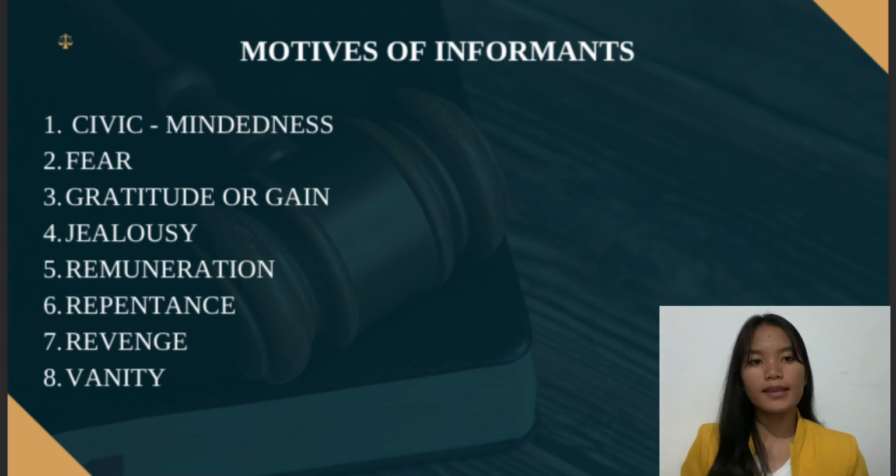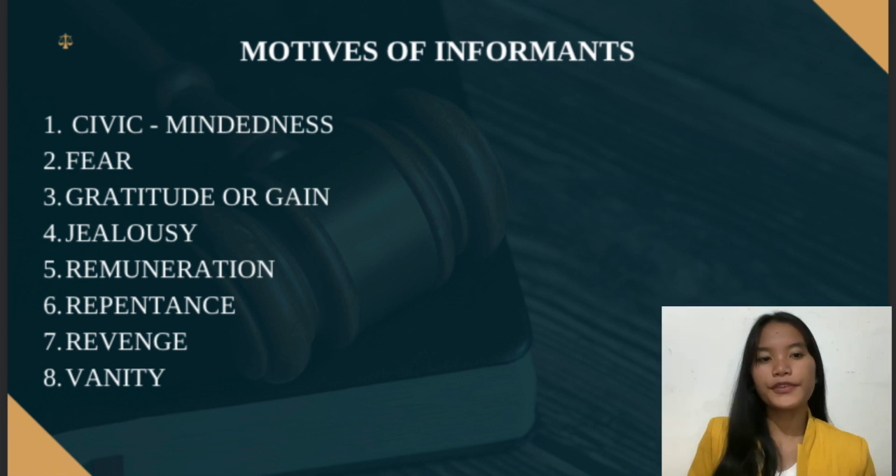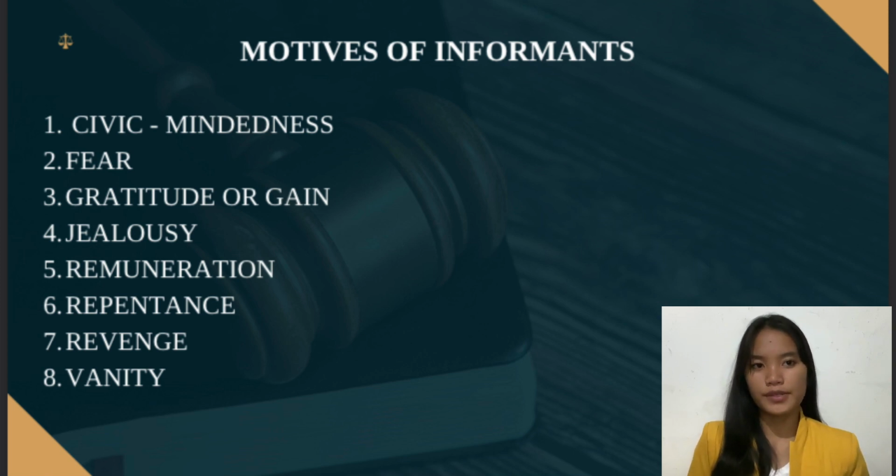And fourth is jealousy. So the informant is pushed to provide information to the police due to his resentment of the accomplishments or possessions of another. And fifth, we have the remuneration. So a person informs the police for some pecuniary or other material gain he is to receive.